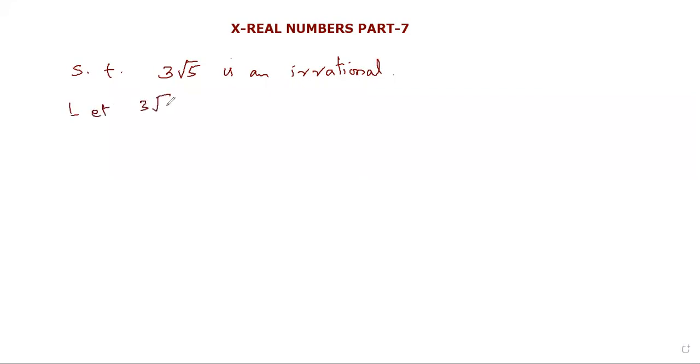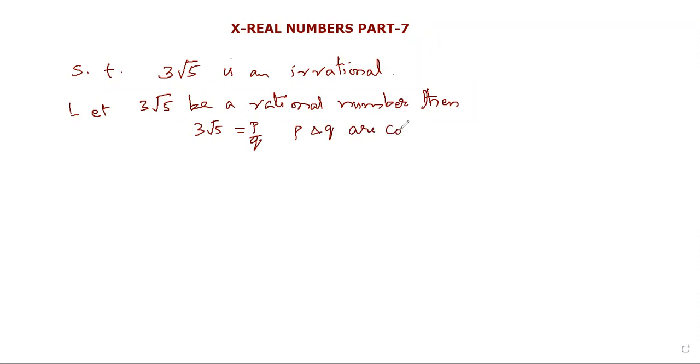So let 3 root 5 be a rational number. Then we can write 3 root 5 is equal to P upon Q, where P and Q are co-primes and Q is not equal to 0.